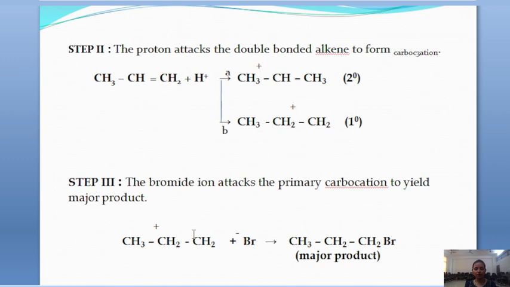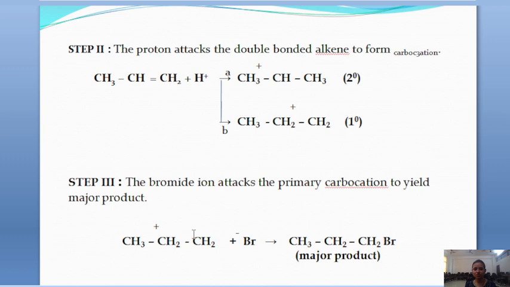So now we have to apply our anti-Markovnikov's rule. If we apply it, then we have to choose the primary carbocation, right? Why do we choose the primary carbocation? Because in the primary carbocation only, the positive part will go and combine with the carbon having the least number of hydrogen. If it were Markovnikov's rule, then we would again choose the secondary carbocation. But since it is not Markovnikov's rule, it is anti-Markovnikov's rule, now we have to choose the primary product.